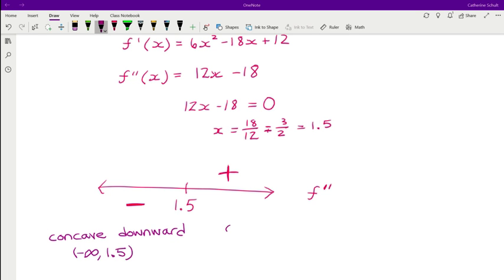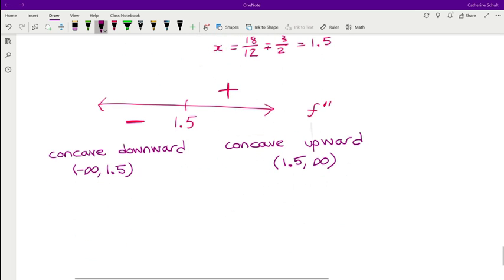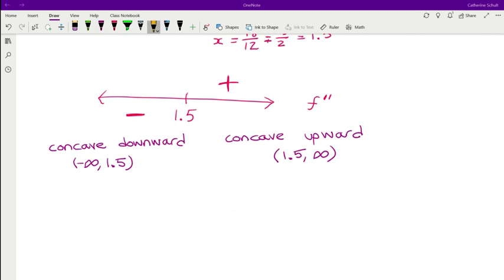And then we're concave upward where it's positive. All right, and since the concavity changes at 1.5, 1.5 is our inflection point. Okay, 1.5 is the inflection point. So let's also have some space for that. So the inflection point is 1.5, and then we'd want to plug it in as well.